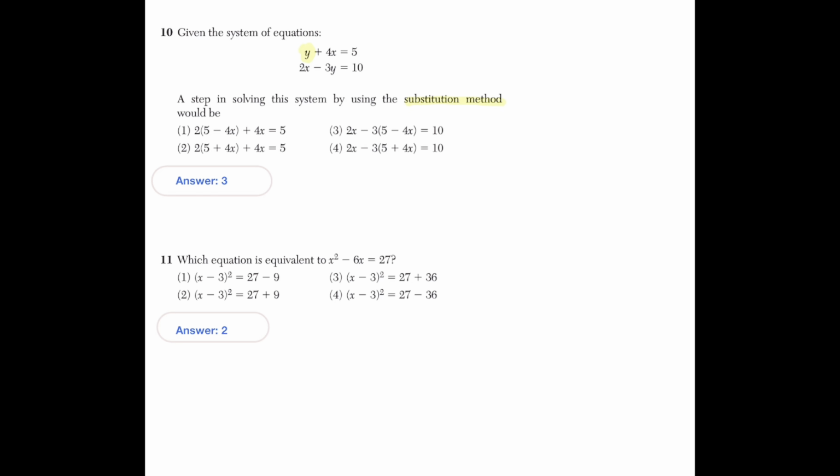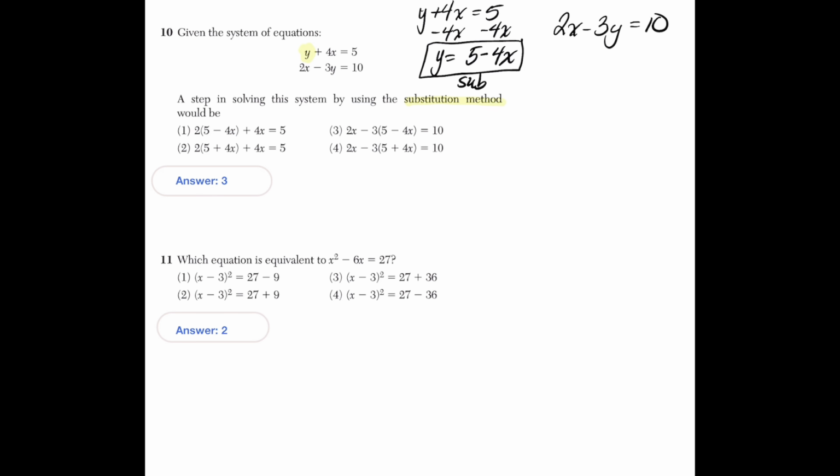That's the one I want, because I can very easily turn this into a y equals using some type of property of equality. So what I mean is I can take this y plus 4x equals 5, and I can very easily make a 0 pair by subtracting the 4x, and now I have y is equal to 5 minus 4x. This is something that I can sub. That's what I want. So now I could take my second equation, 2x minus 3y equals 10, and now I can sub in for that y right here. So 2x minus 3, and now I can pop in that 5 minus 4x is equal to 10.